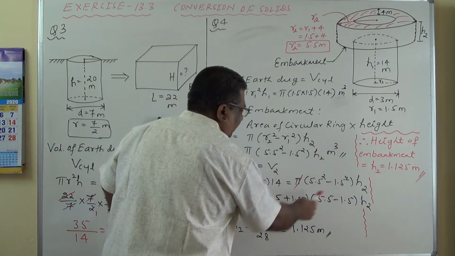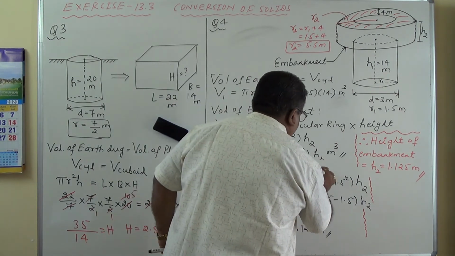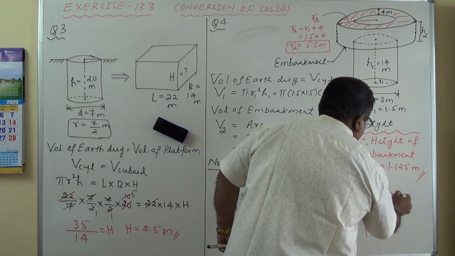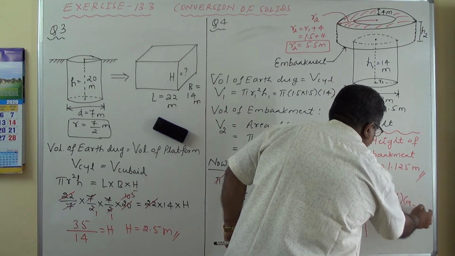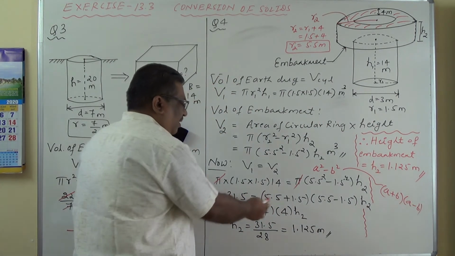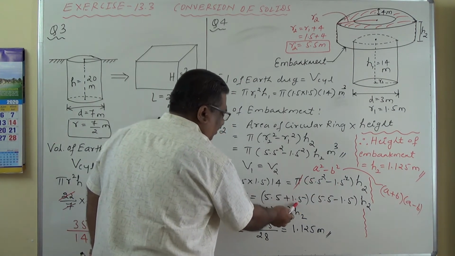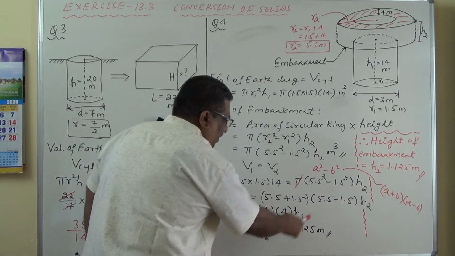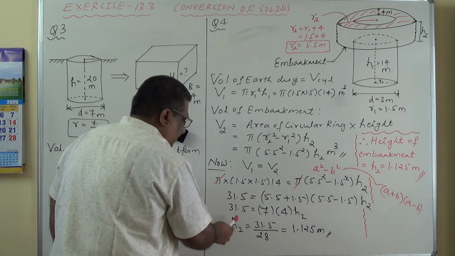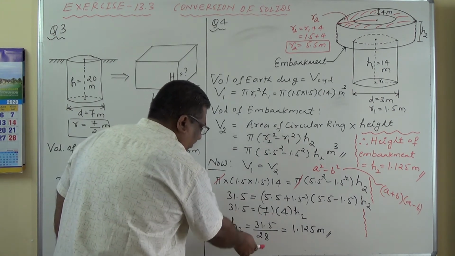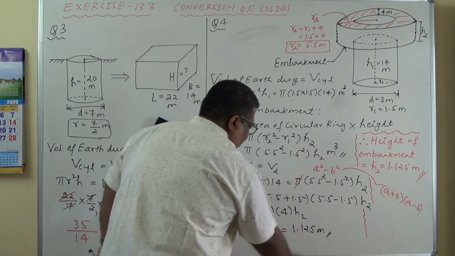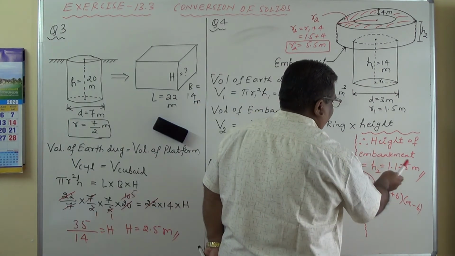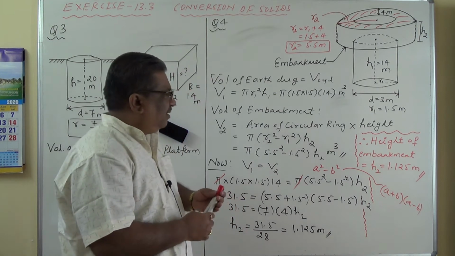Now this is in the form of a square minus b square, which is nothing but a plus b into a minus b. That format I am taking here, because I am simplifying as 5.5 plus 1.5, 5.5 minus 1.5 into h2. So 31.5 equals, this is 7 here and this is 4 here, 7 into 4 h2. So finally h2 equals 31.5 divided by 28, which is 1.125 meter. So therefore finally you can write down the height of the embankment is h2 equals 1.125 meter.